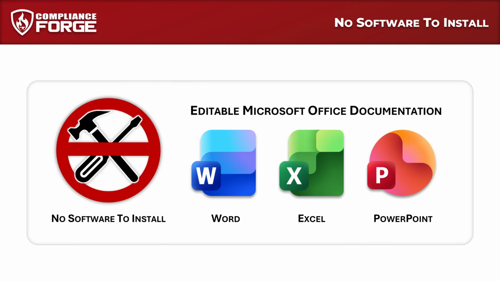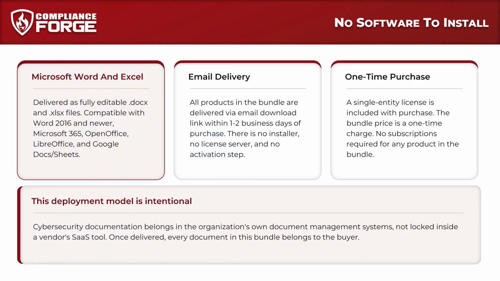This bundle is a one-time purchase of editable Microsoft Office-based documentation templates. There is no software to install, no agent to deploy, no account to provision, and no cloud environment to configure. If your organization can open and edit Microsoft Word or Excel files, or compatible tools like OpenOffice and Google Workspace, you can use every product in this bundle. Everything is delivered as fully editable Word and Excel files, compatible with Word 2016 and newer, Microsoft 365, OpenOffice, LibreOffice, and Google Docs and Sheets.